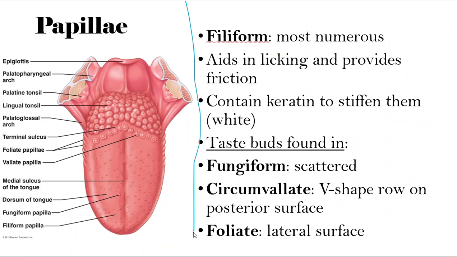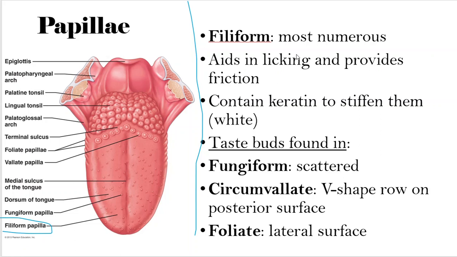Much bigger picture. Filiform, these guys are the most numerous. These are not taste buds. These are going to be those little white spots on your tongue that you see. These guys provide friction, and they may enable you to lick an ice cream. Because there's a little bit of roughness to the surface of your tongue, you're able to move it off.